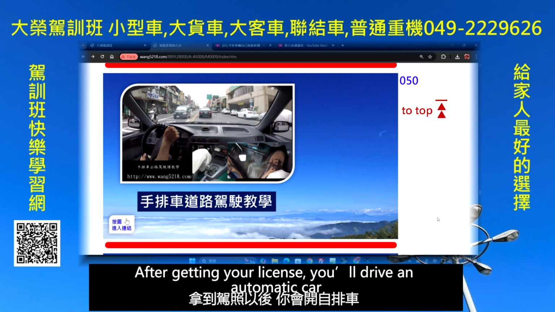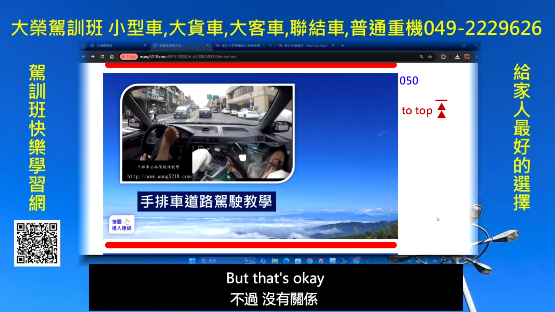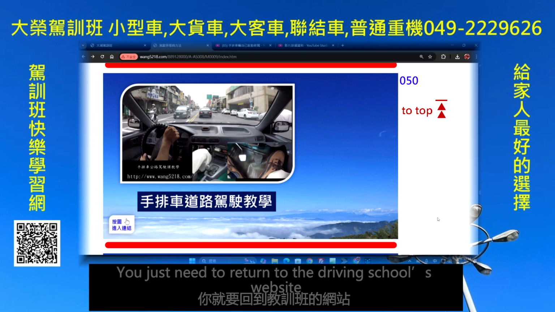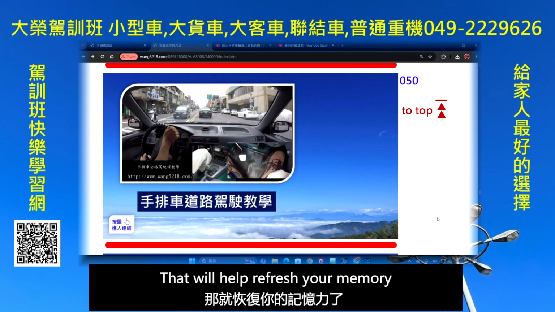After getting your license, you'll drive an automatic car. After a while, you'll forget how to drive a manual car. But that's okay. The internet is very convenient now. You just need to return to the driving school's website. Then you can find the manual car operation essentials. That will help refresh your memory.